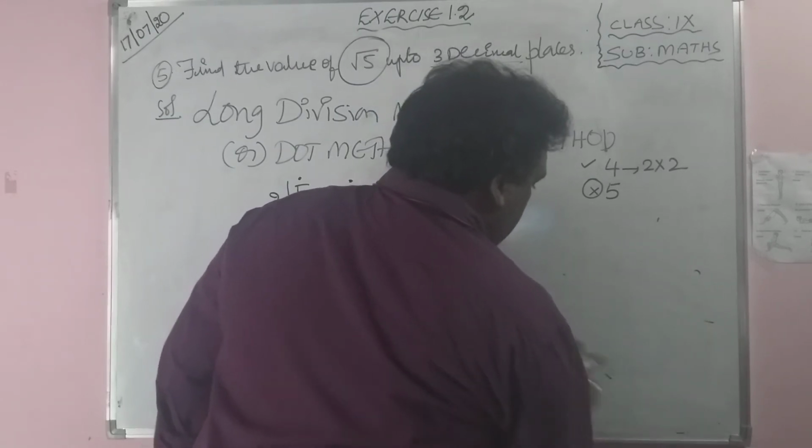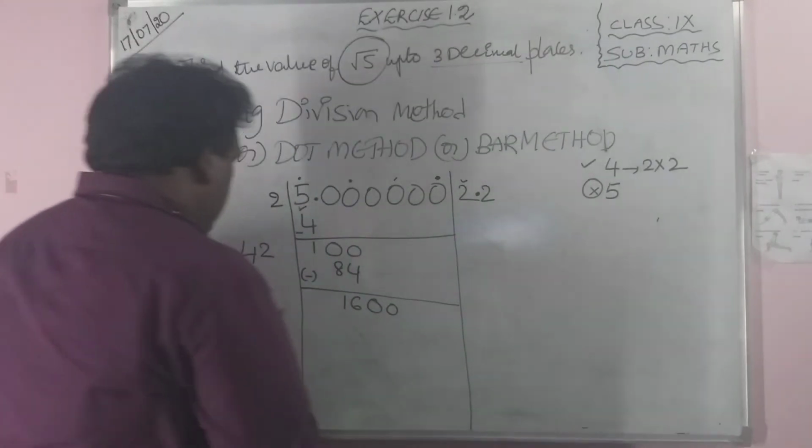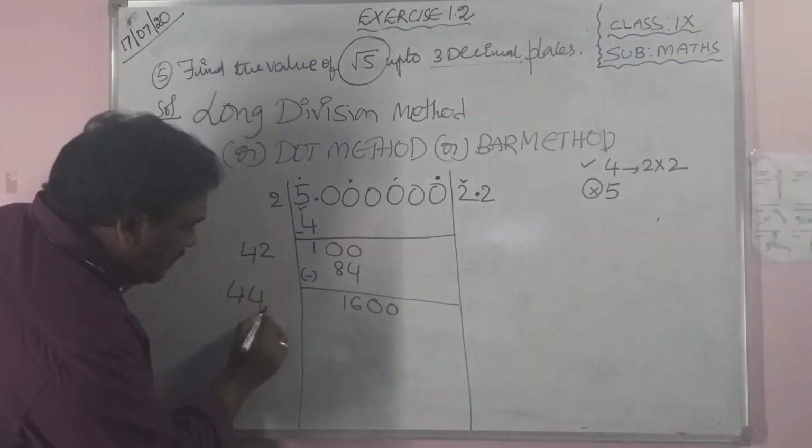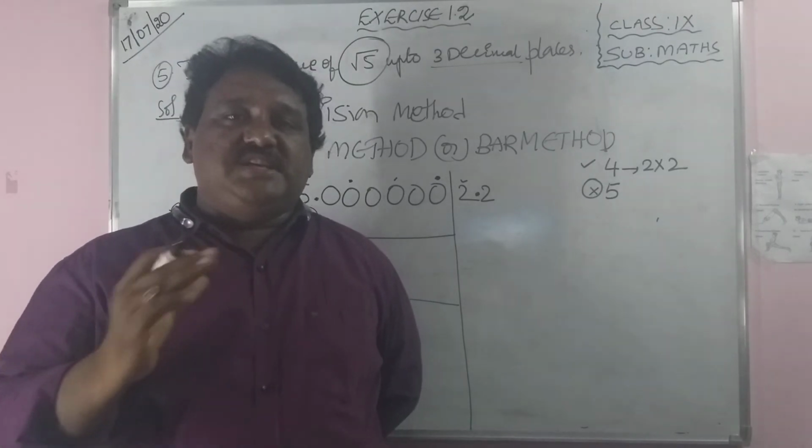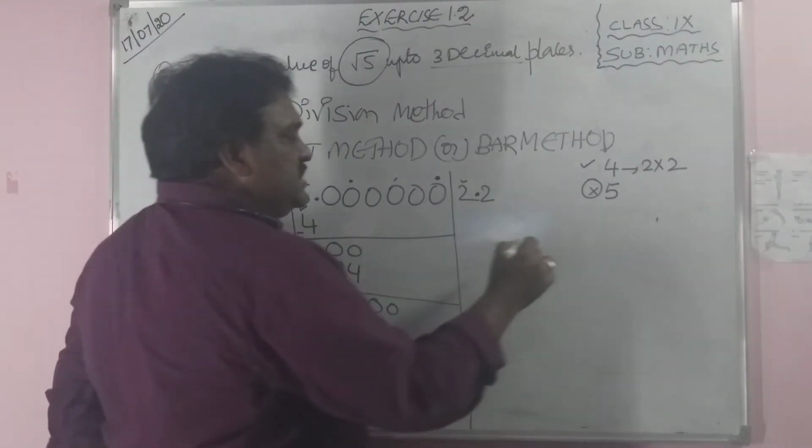Then do the rough work again. Along with 44, what number should we write here to get 1600, or a number near 1600? Do the rough work again. Start with 1.